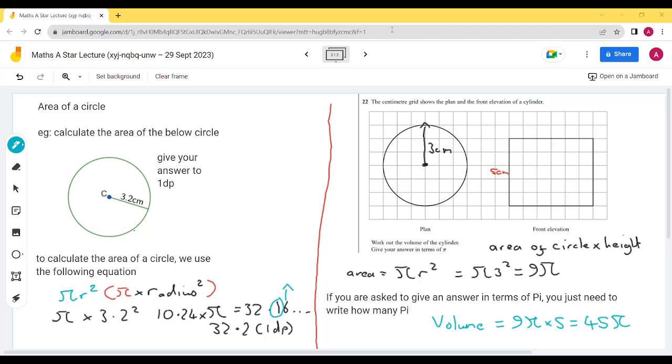All right, so we'll move on from that. We're going to move on now and have a quick look at the circumference of a circle.